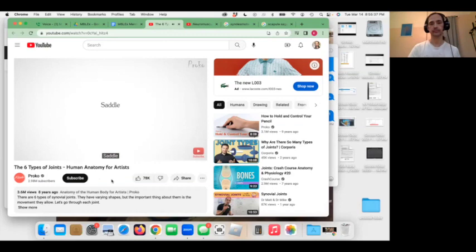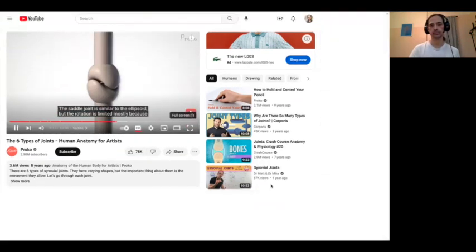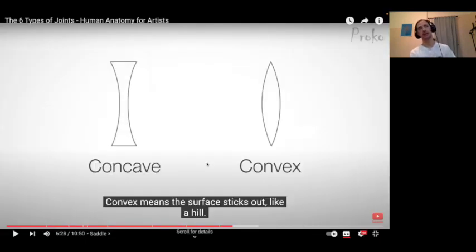The saddle joint is similar to the ellipsoid, but the rotation is limited mostly because of the bone structure. The structure of the saddle is very interesting. Both bones have a concave and convex surface. Convex means the surface sticks out like a hill. That's a practice question I've seen in the AMTA: which bone has both concave and convex surfaces?